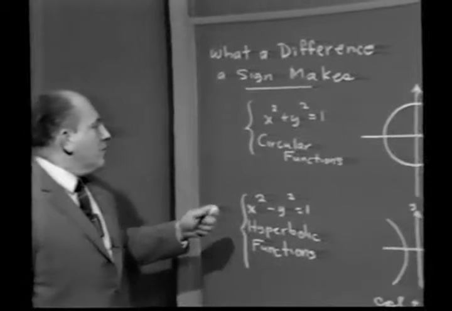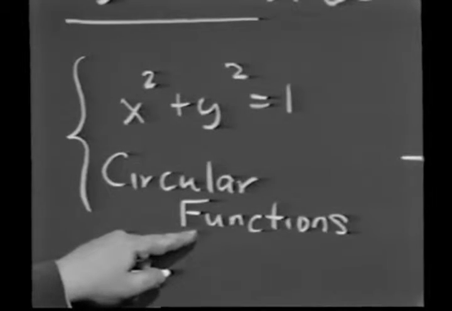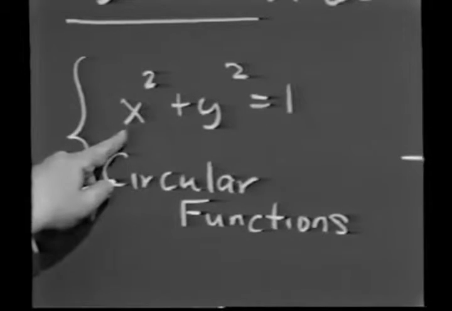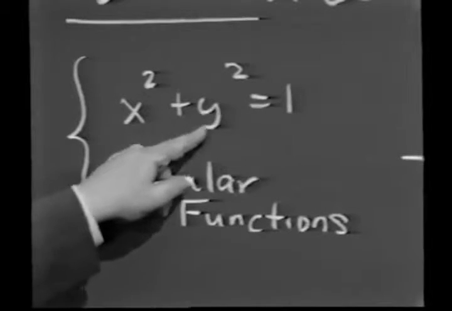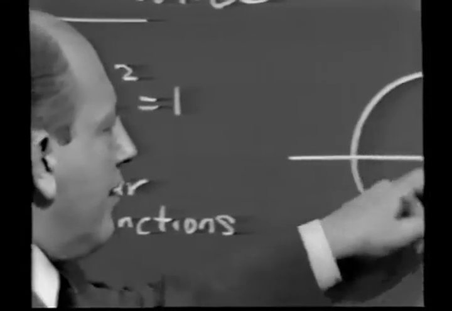Today's lesson: what a difference a sign makes. Now, by way of brief review, recall that the circular functions originated as follows. We said, consider the circle whose equation is x squared plus y squared equals 1. That's the circle over here.